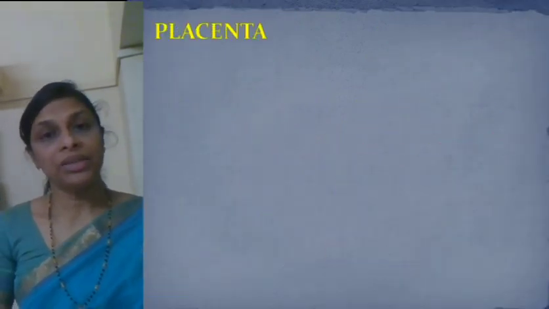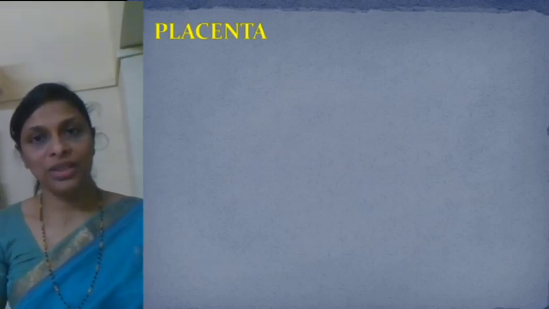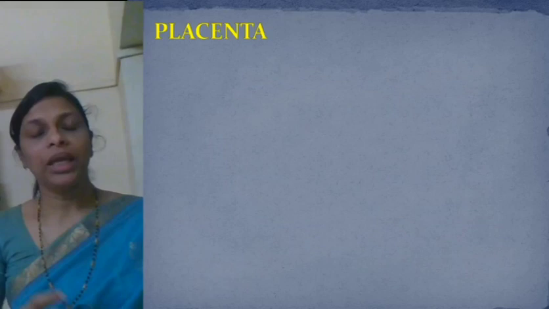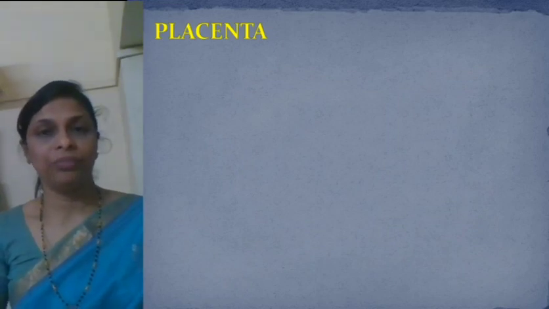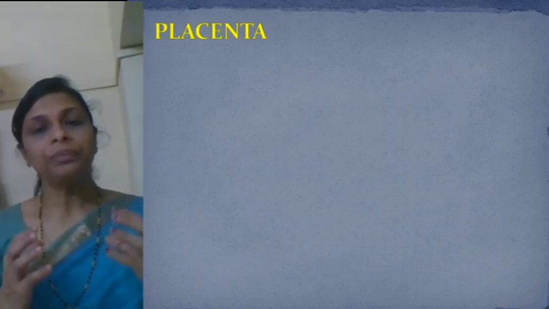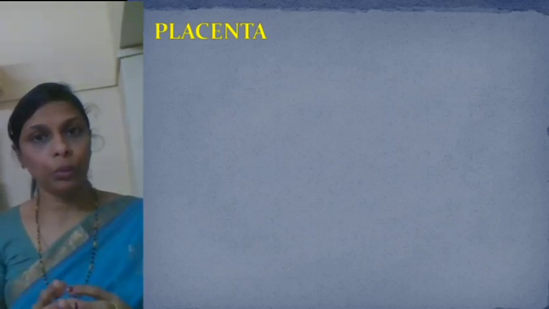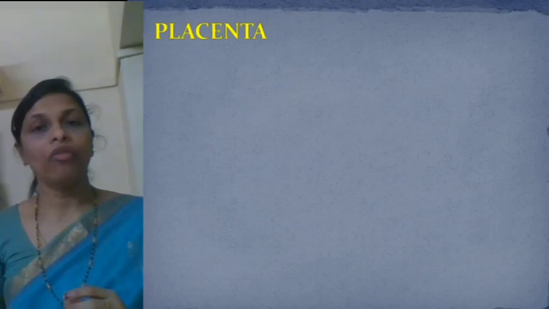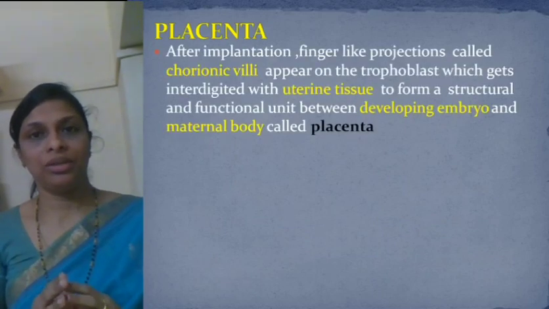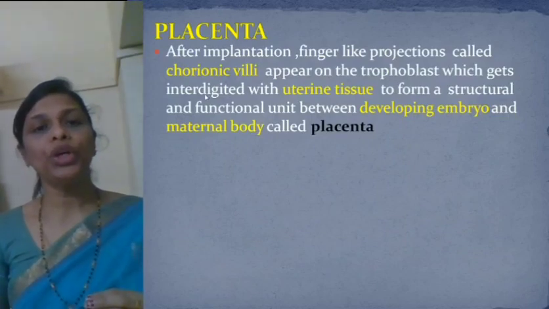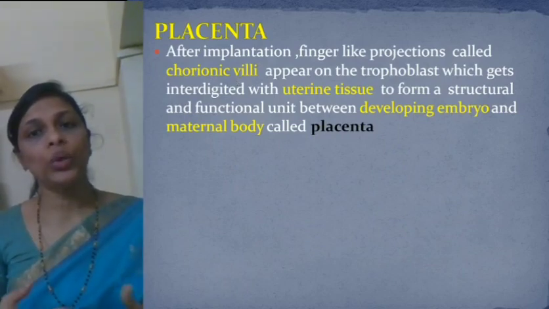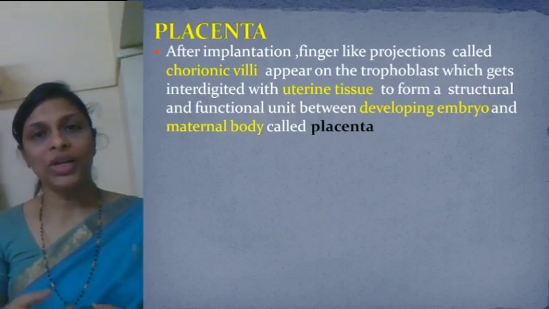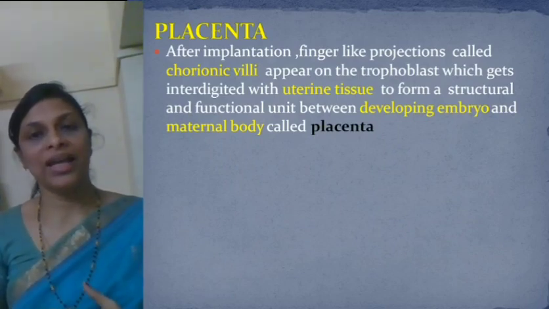Now in the last class, we have seen that after the formation of the blastocyst, it gets embedded in the uterine wall, that is the endometrial lining, and this process is called implantation. When the outermost layer of the blastocyst, called the trophoblast, gets embedded, finger-like projections called the chorionic villi appear on the trophoblast, and these get interdigitated with the uterine tissue to form a structural and functional unit between the developing embryo and the maternal body, which we call the placenta.